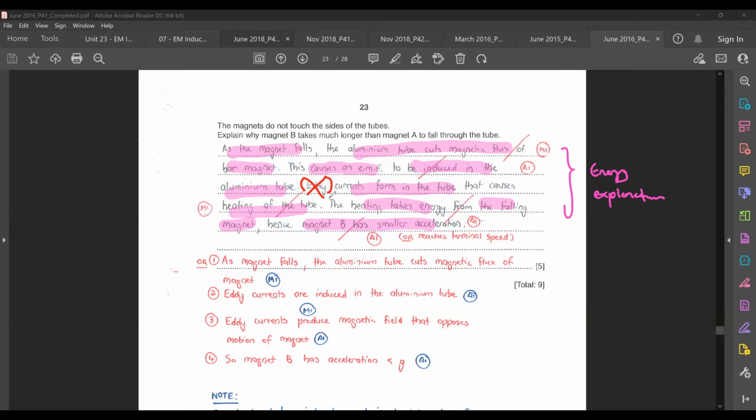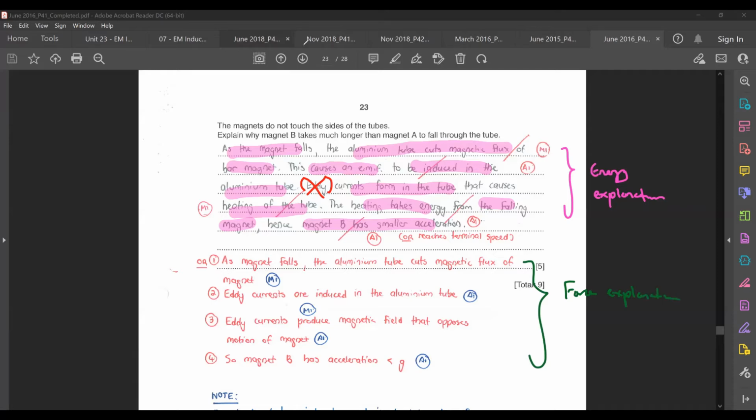The heating takes energy from your falling magnet, which is actually from your kinetic energy, if you want to think of it another way. The heating takes away the kinetic energy of the falling magnet, so it has lower kinetic energy and moves slower. Therefore, magnet B will take a longer time. This is the energy explanation. So the last one is the force explanation, which is this one.